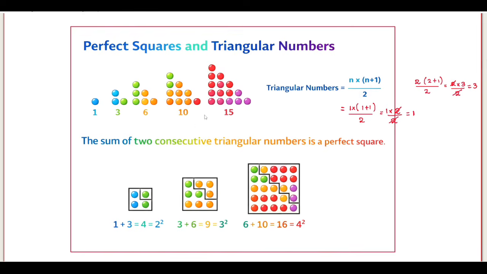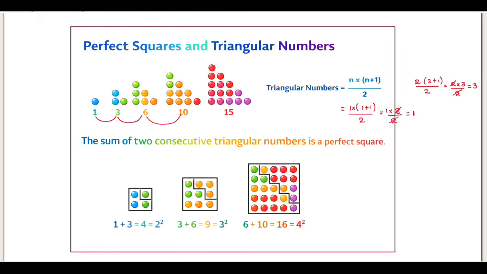Now, what is the connection between triangular numbers and perfect squares? Here it is given that the sum of two consecutive triangular numbers is a perfect square. If you add two consecutive triangular numbers, it will form a perfect square number. 1 plus 3, 4, is a perfect square number. 3 plus 6, 9, it's forming a perfect square number.